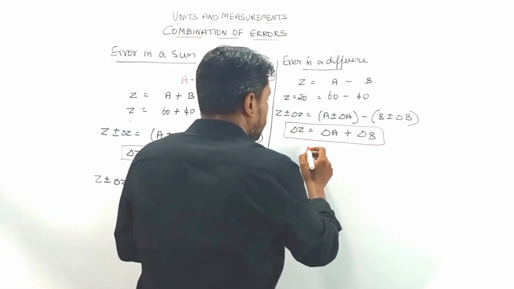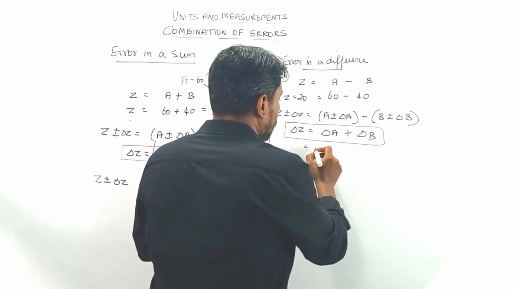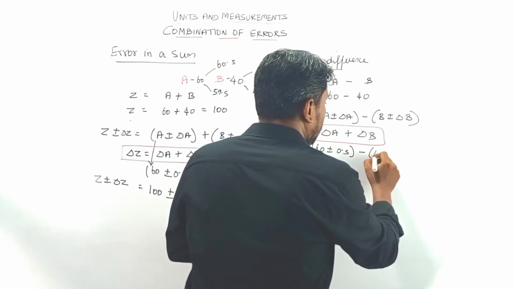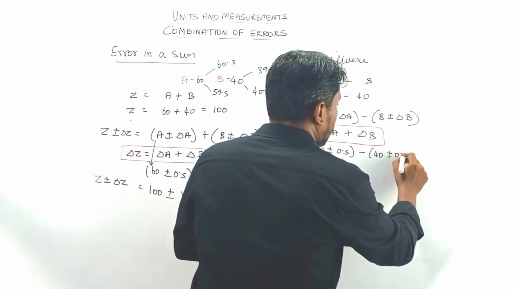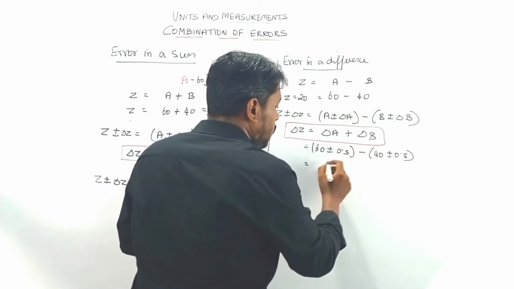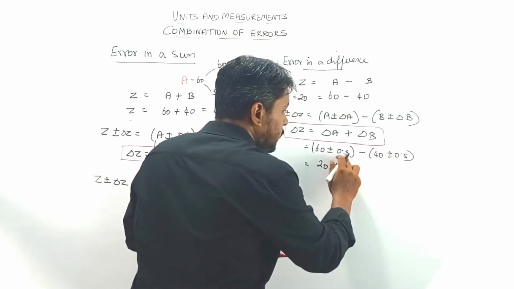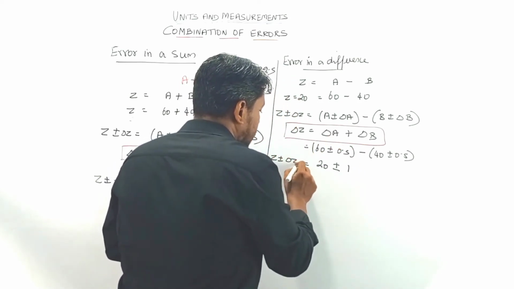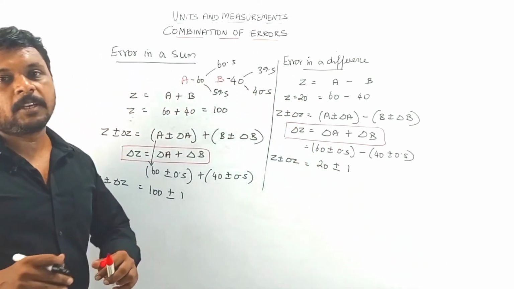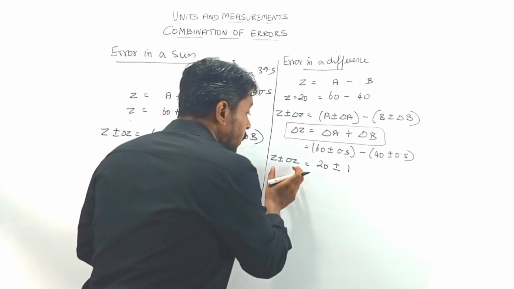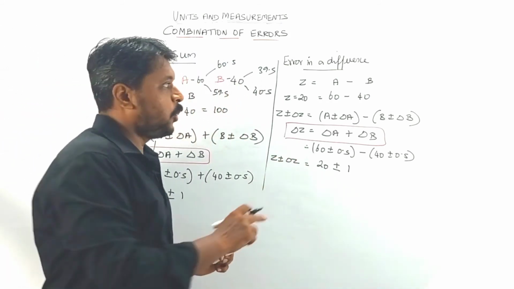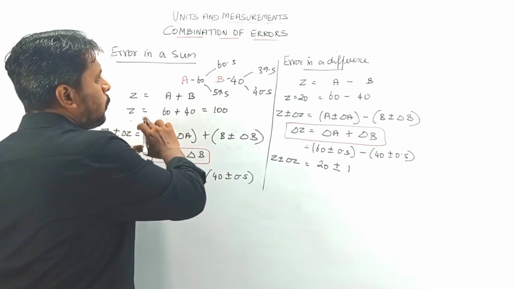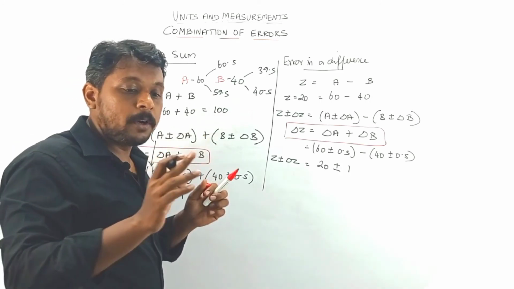What will be the value of output with error? A is 60 plus or minus 0.5, minus B is 40 plus or minus 0.5. Here 60 minus 40 is 20, plus or minus, adding the errors, 1. So Z plus or minus delta Z is equal to 20 plus or minus 1. This is the way of representing the output with error when you subtract two quantities. I have done both addition and subtraction. So now what is the common rule?